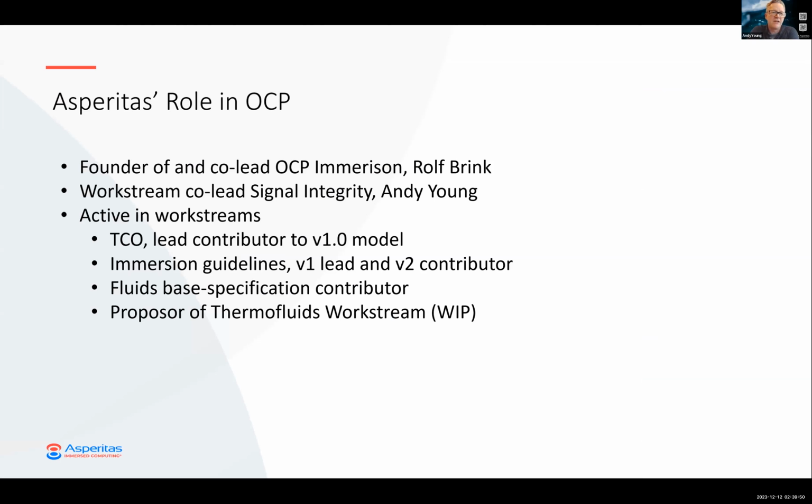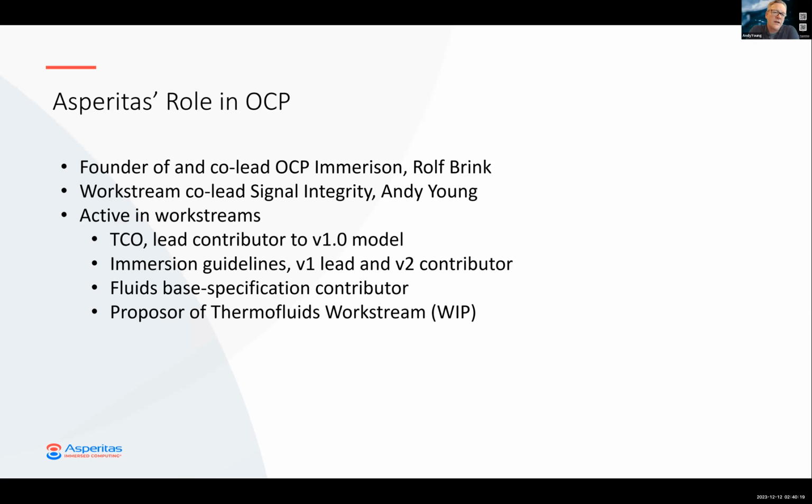It's far more relevant. Our role in OCP was really at the initiation of the immersion cooling project within OCP, that was made by Rolf Brink, our co-founder, and he's still the co-leader of the OCP immersion group today, alongside John Bean from GRC. I myself have got involved in OCP, hence why I'm talking to you today.